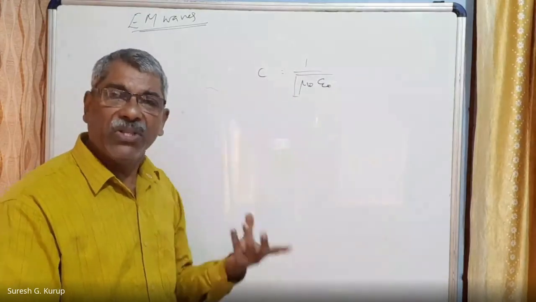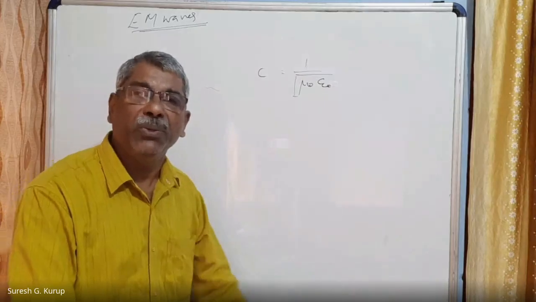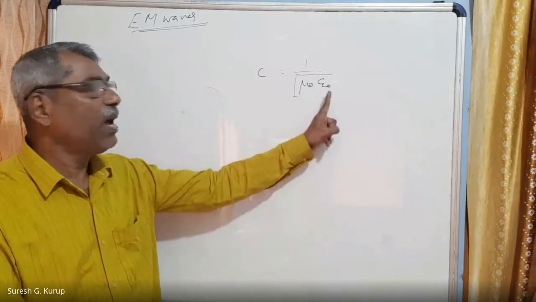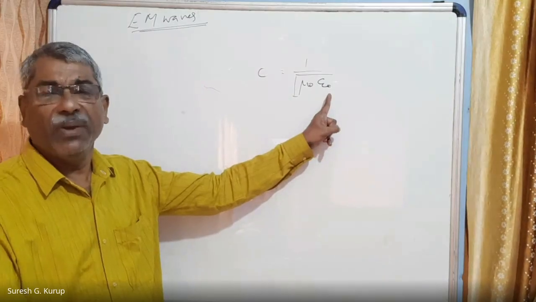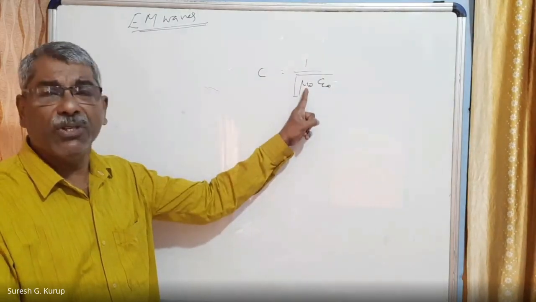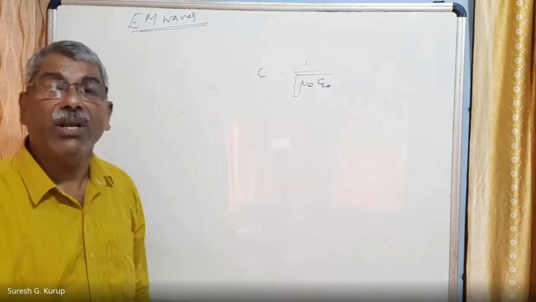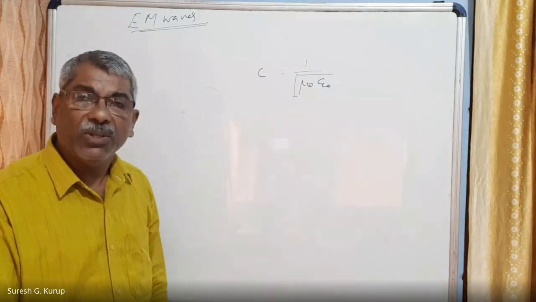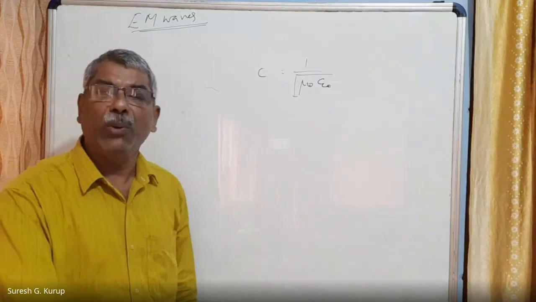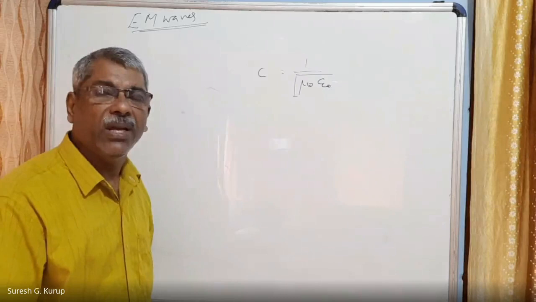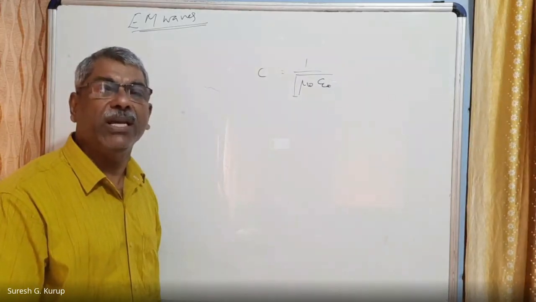So the velocity of light depends on two related physical quantities. One is magnetic and the other is electric. When you put the values of mu zero and epsilon zero, we will get the value equal to 3 into 10 raised to 8. This value was found for the first time by Maxwell: the velocity of all electromagnetic waves is equal to 3 into 10 raised to 8 meter per second.